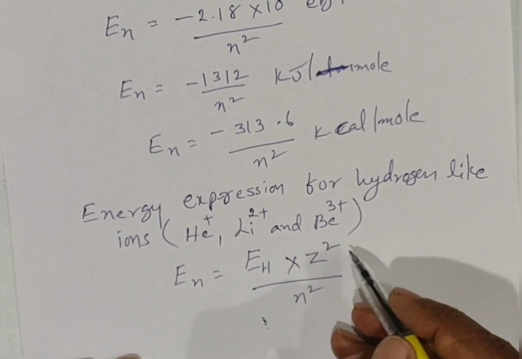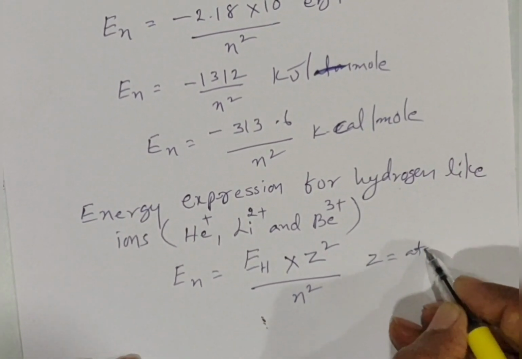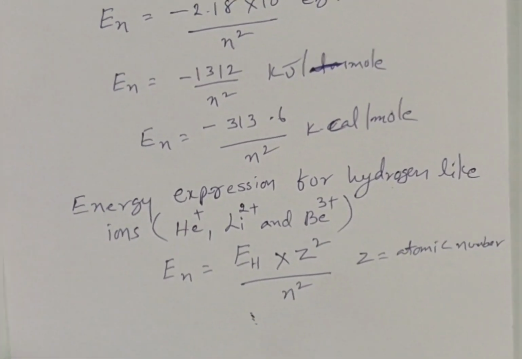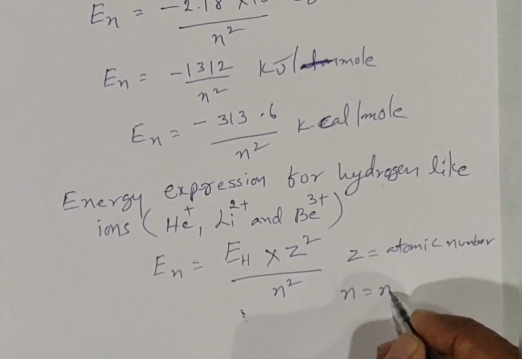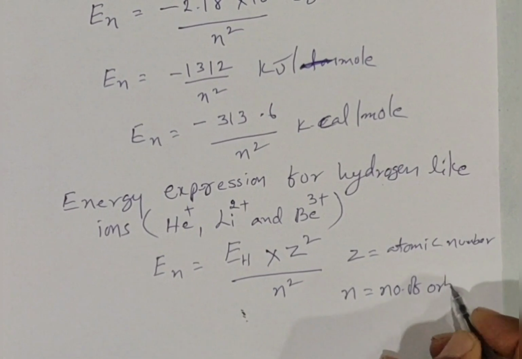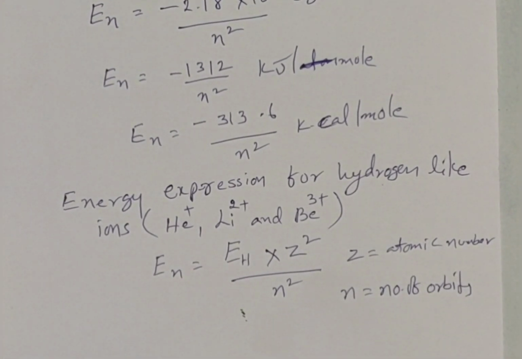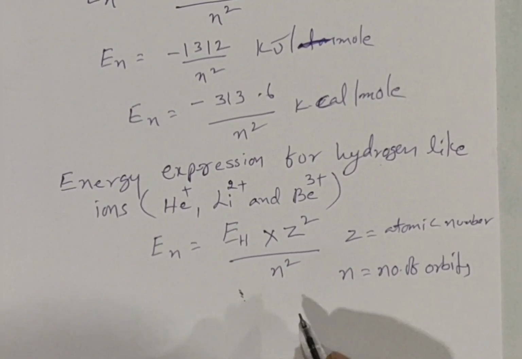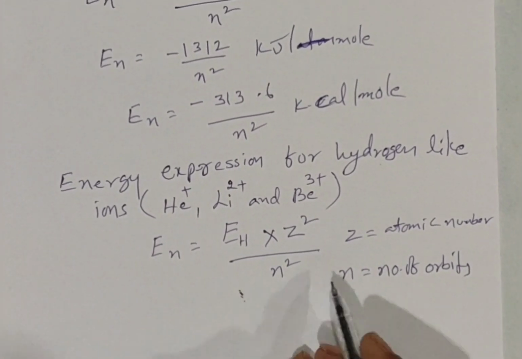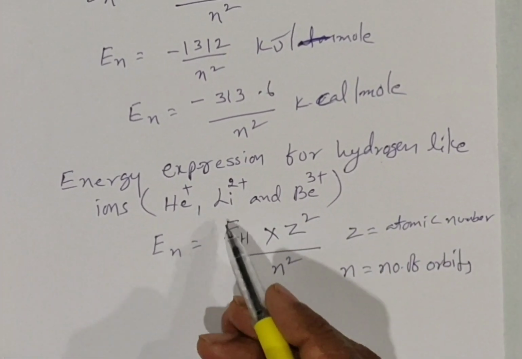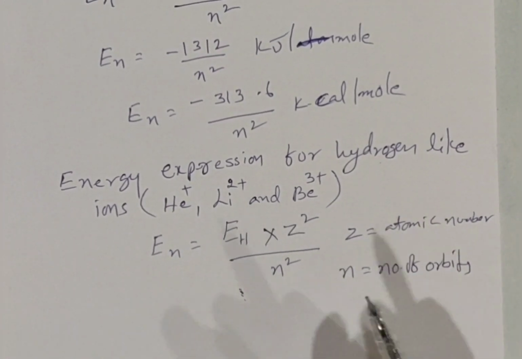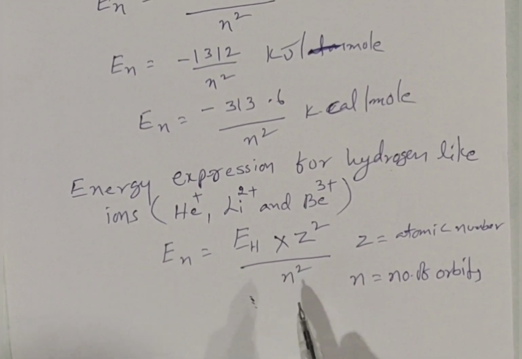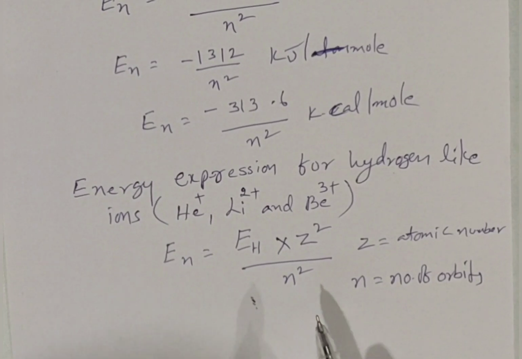Z is the atomic number, and N is the number of orbits. N is equal to 1 first orbit, 2 second orbit, like that. Then we have to use this general expression to calculate for hydrogen-like ions. Hydrogen-like ions means they have only one electron. These are very, very important. Dear students, you must and should remember these mathematical expressions. They are very easy.